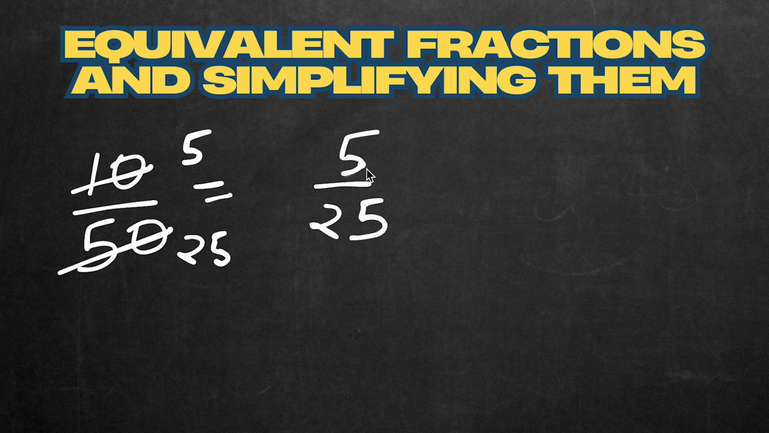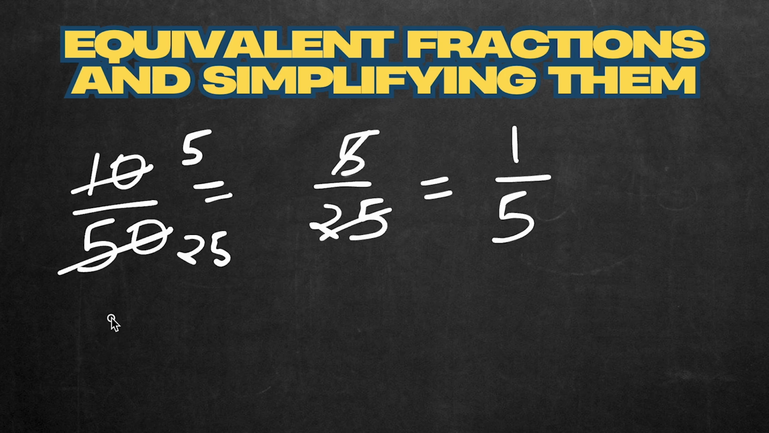Now you see both of them have a 5 at the end, so they can be divided by 5 for sure, right? So when you divide this by 5, you get a 1. When you divide this by 5, you get a 5. So that's my final fraction, 1 over 5. Simple, right? Now let's look at how you can reduce zeros straight away.